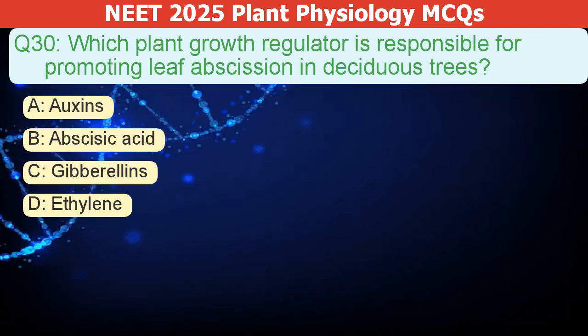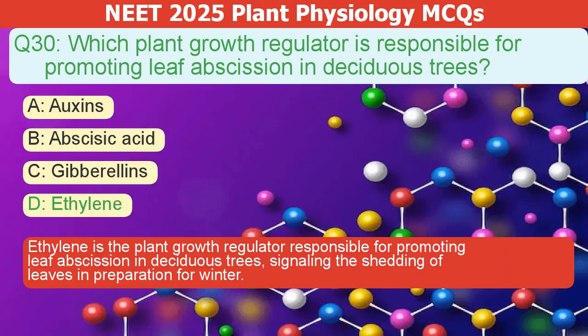Which plant growth regulator promotes leaf abscission in deciduous trees? A. Auxins. B. Abscisic acid. C. Gibberellins. D. Ethylene. The correct answer is D. Ethylene is the plant growth regulator responsible for promoting leaf abscission in deciduous trees, signaling the shedding of leaves in preparation for winter.